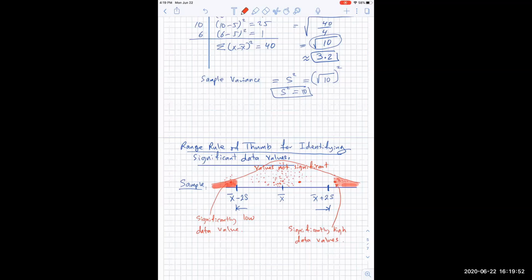All right, so you see, guys, the relation between the center and the standard deviation. The center, the mean, gives you the center. The standard deviation gives you the spread. All the data values within 2 standard deviations are usual values, not significant. They are very close to the center. All the values that are more than 2 standard deviations away from the center are considered either significantly high or significantly low data values.